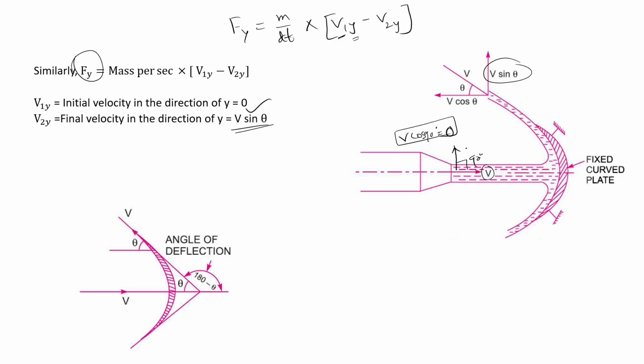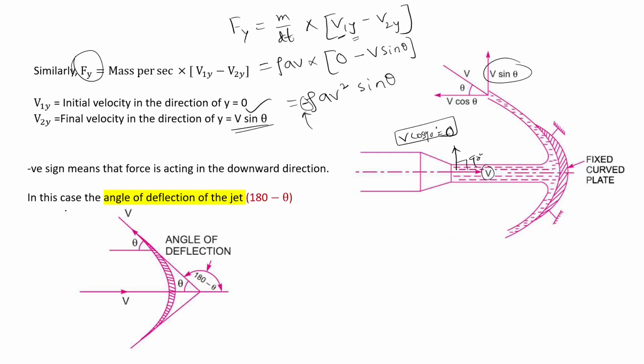Right? So this is the final velocity in the direction of y. See, both of them are in the y direction. So if we want to find the value, we can just simply write negative rho a v square sine theta. So why is this negative sign coming here? Negative sign means the force is acting in the downward direction, right?